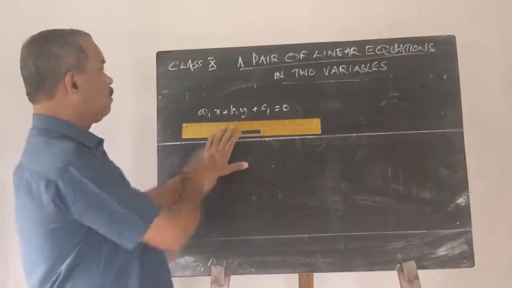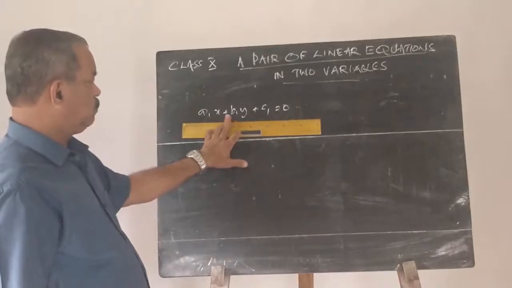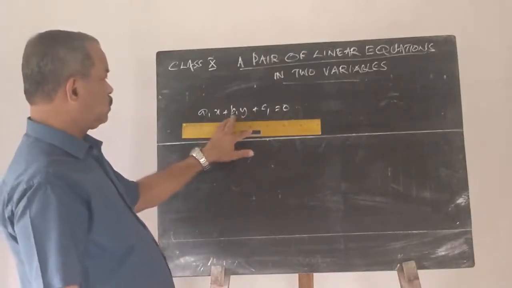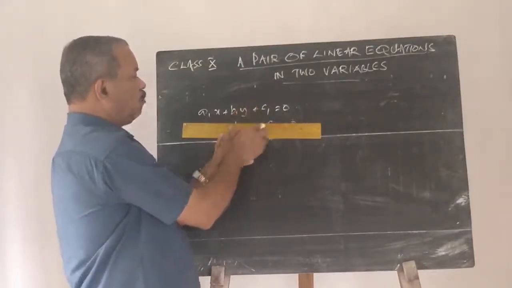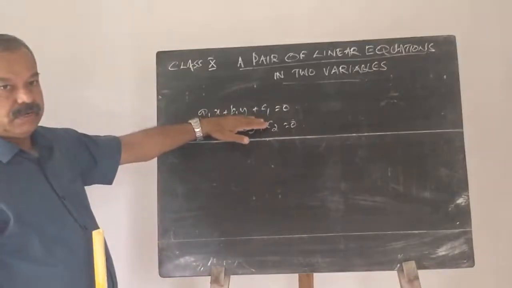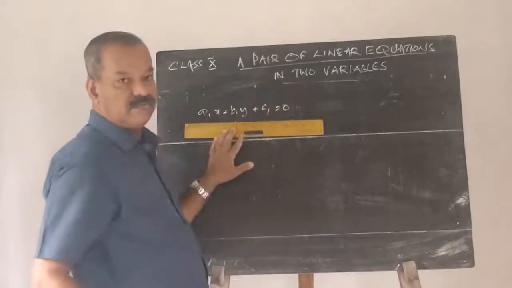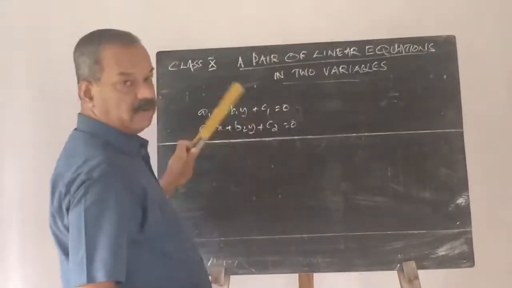Linear means the exponent or power of each of the variables is 1. So this is a linear equation in two variables x and y. How many solutions are there for such a linear equation in two variables? We have infinitely many solutions for a linear equation in two variables.